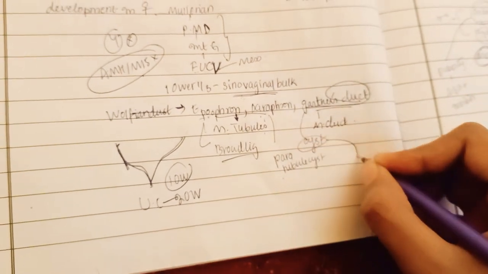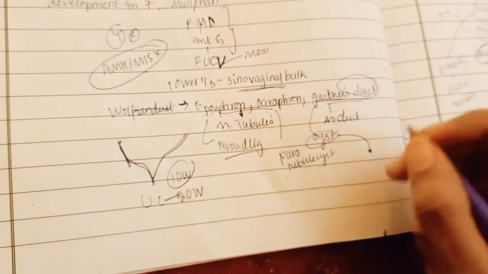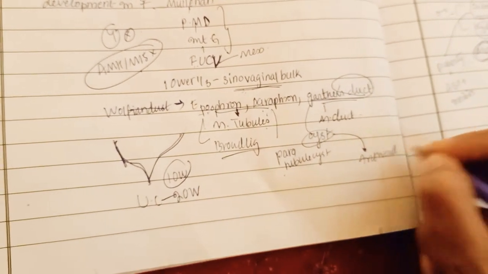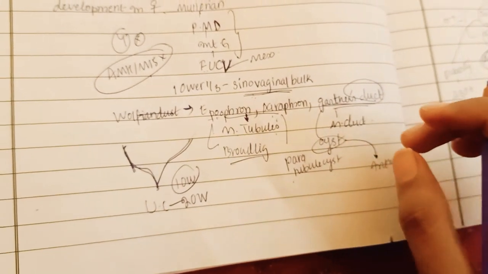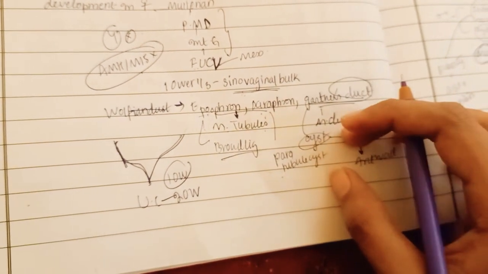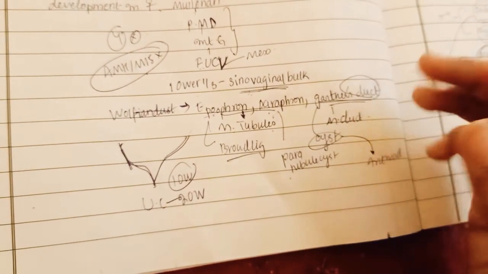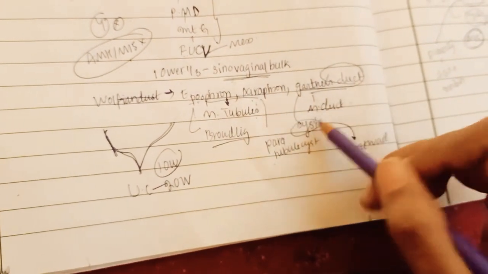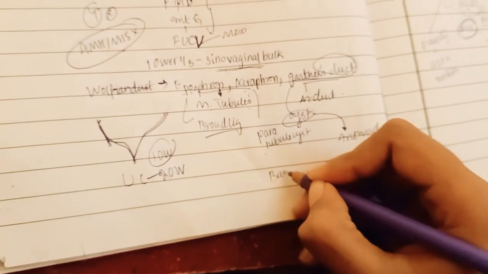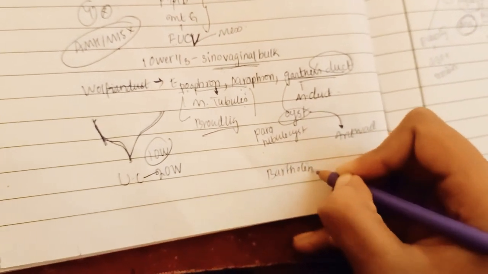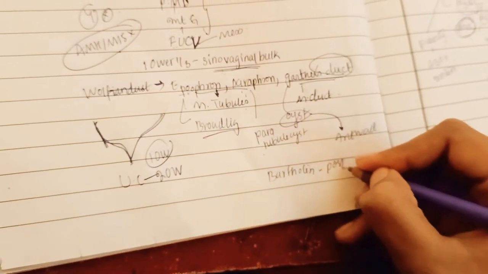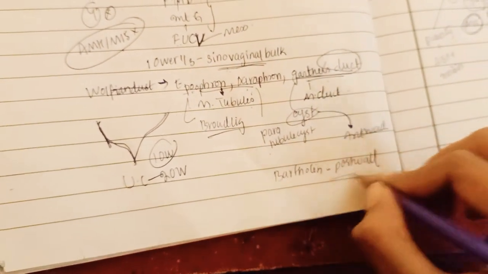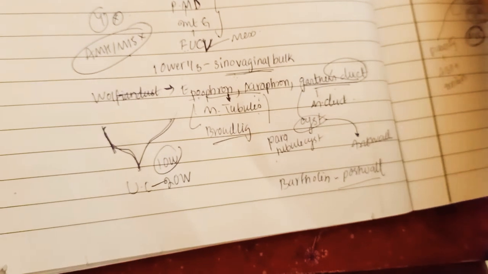Let us discuss this. Gartner's cyst is located in the anterior wall of vagina. So whenever you see an anterior wall cyst, that is a Gartner's cyst, in the broad ligament. The differential diagnosis for Gartner's cyst is Bartholin cyst, which is located in the posterior wall of vagina. So don't confuse Gartner's cyst and Bartholin cyst, because Bartholin cyst is present in the posterior wall of vagina, whereas Gartner's cyst is present in the anterior wall of vagina. So this is how you need to differentiate them.